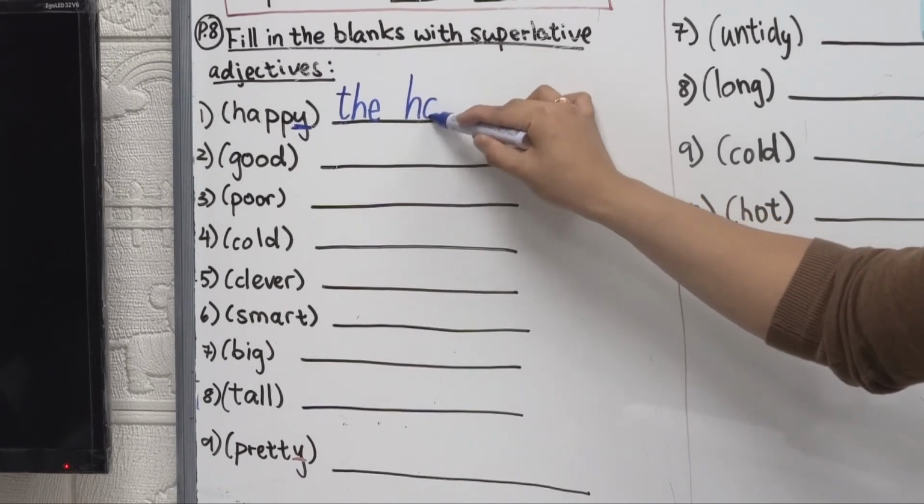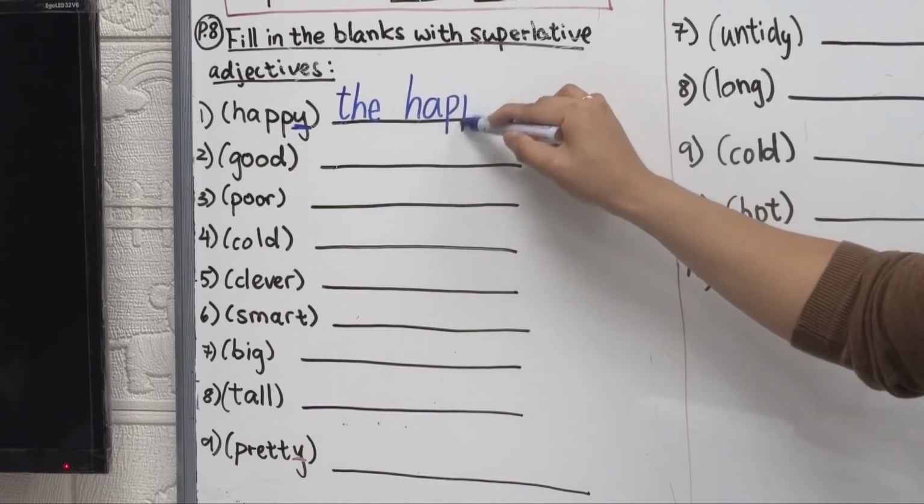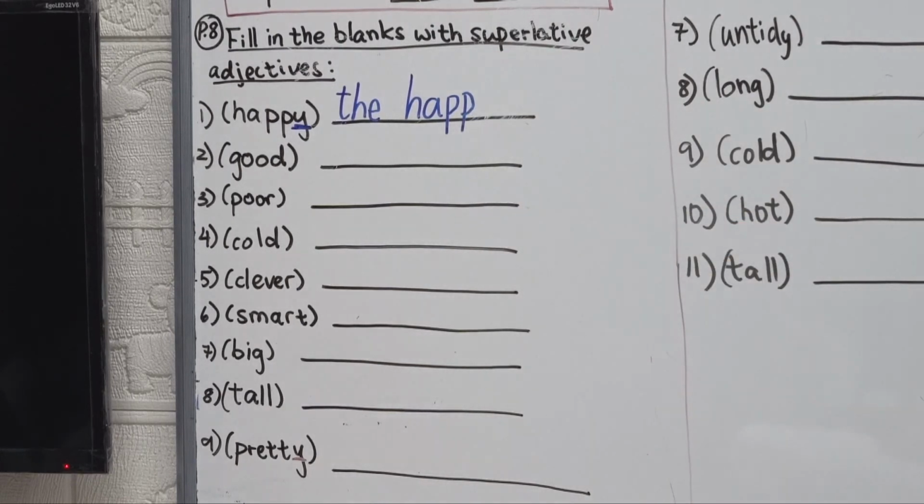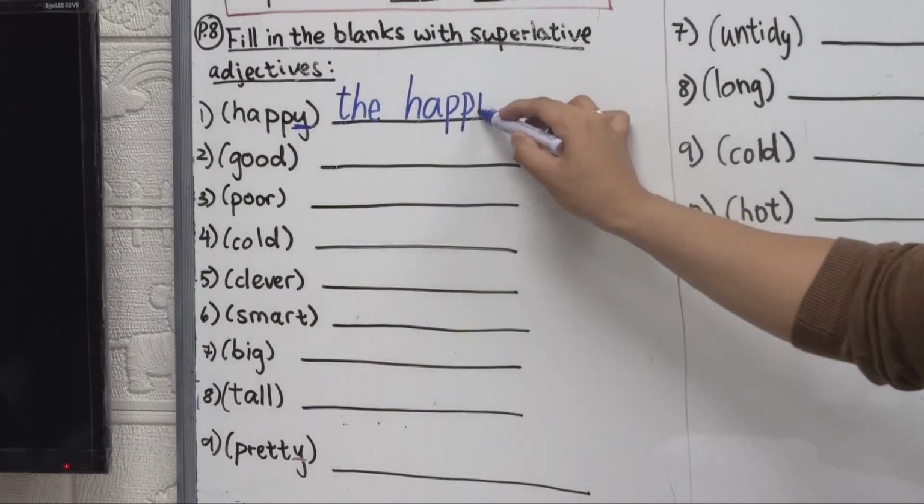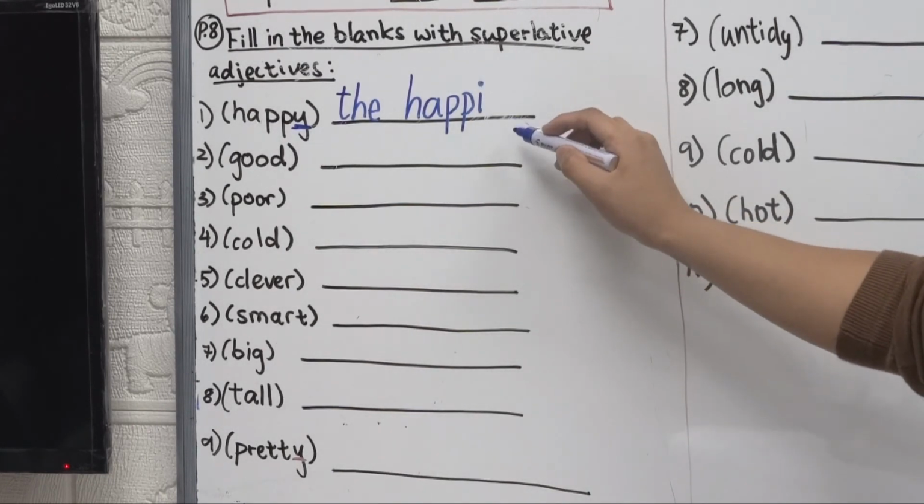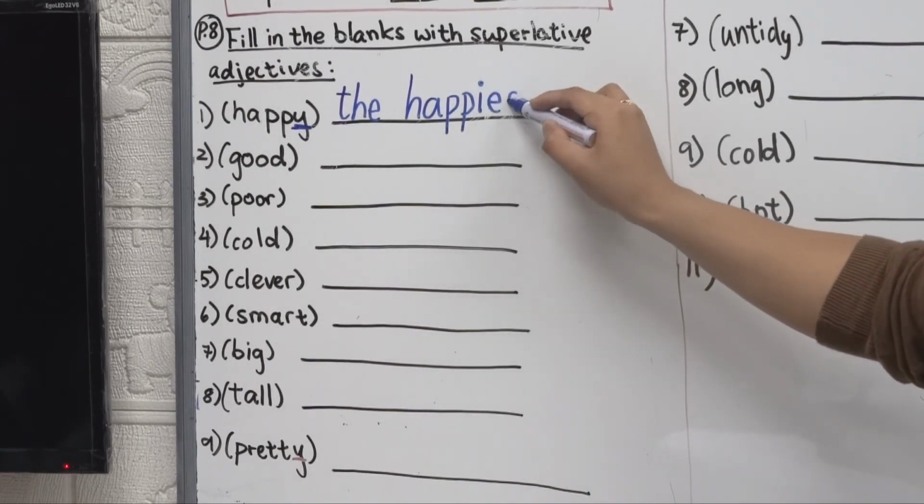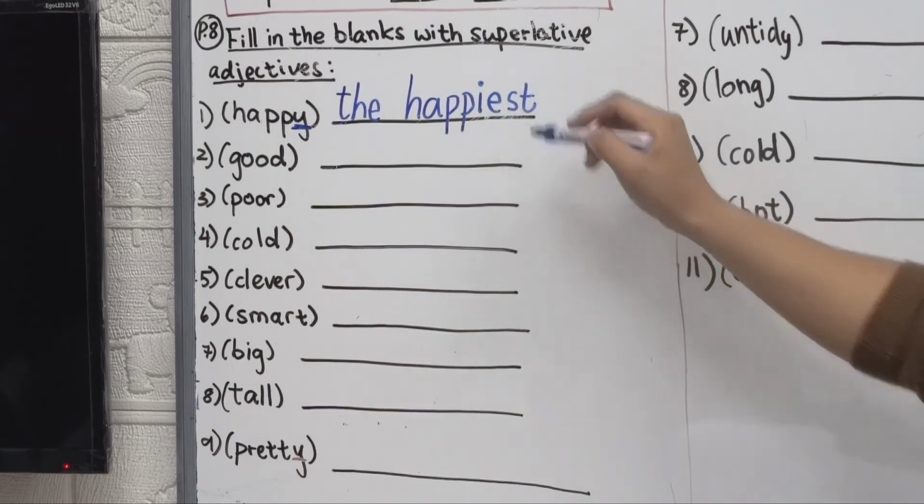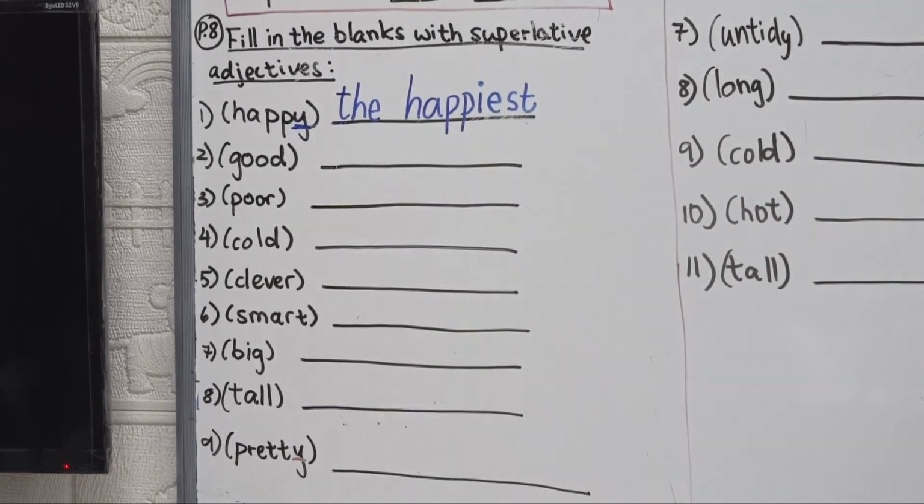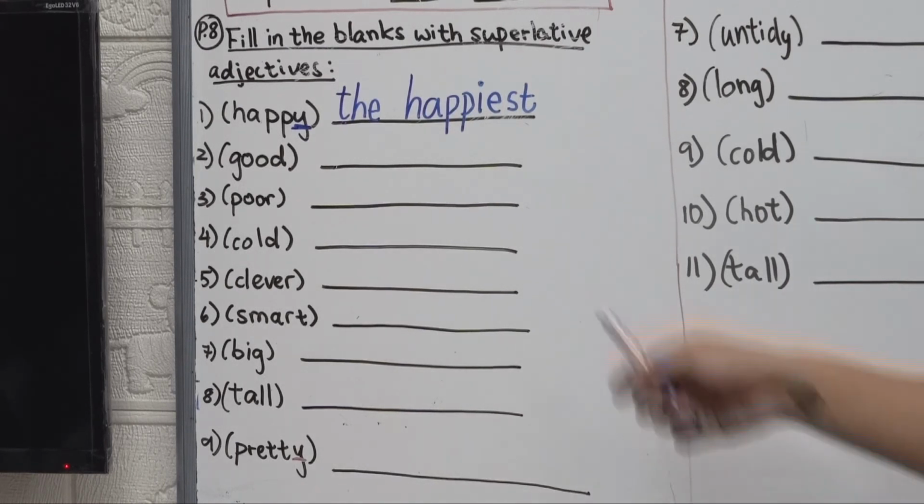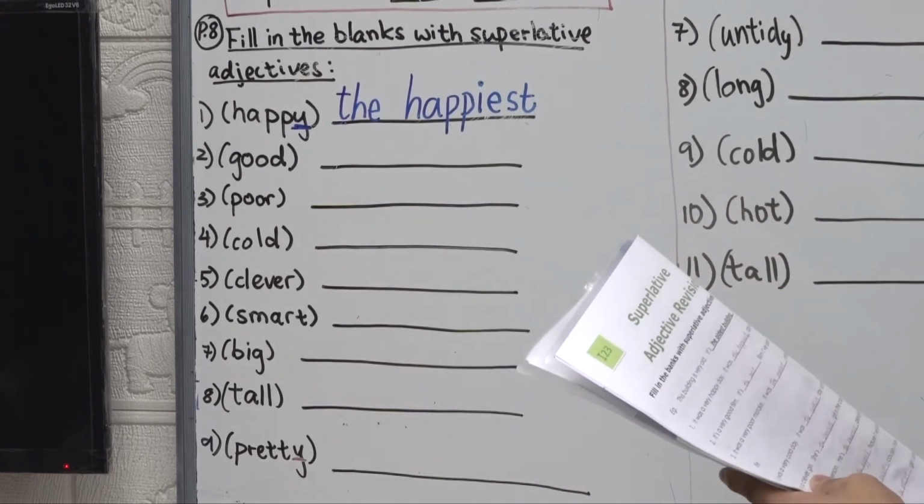H-A-P-P. All right, and the Y, what do we do with the Y? We change it to an I, and then of course the EST. All right, very simple. It was the happiest day of my life. So that one day is the most happy, but most happy is a wrong thing to say, so we say happiest day of her life or his life.